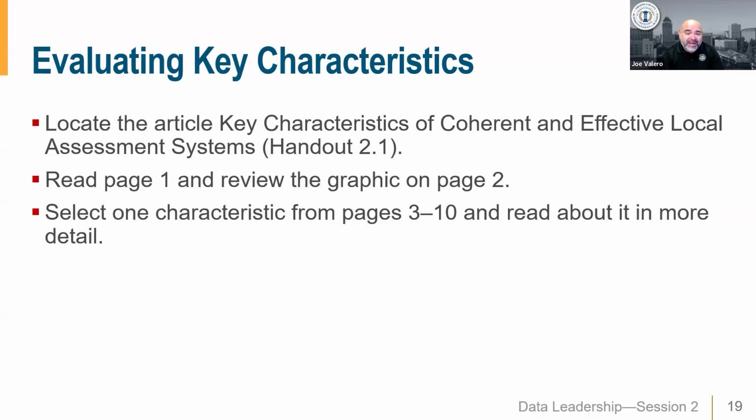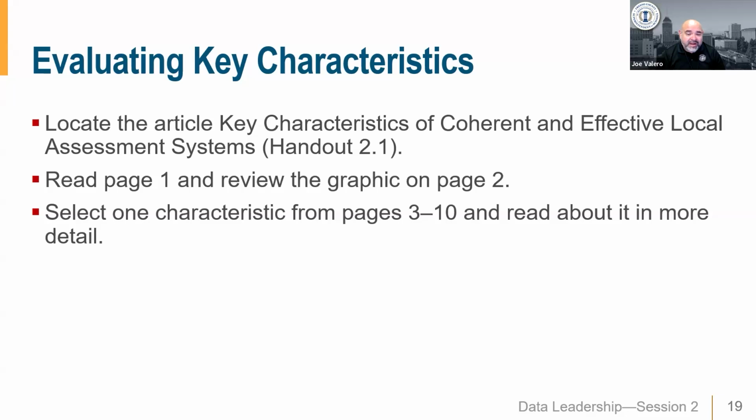Then you're going to select one characteristic from pages 3 through 10 that applies to your local assessment system. Once again, don't think of this as something that's disconnected. Think of this through the lens of your own system. We all live in systems right now. So once again, you're going to select one characteristic from pages 3 through 10 that applies to your local assessment system. And then you're going to read about those characteristics in more detail.